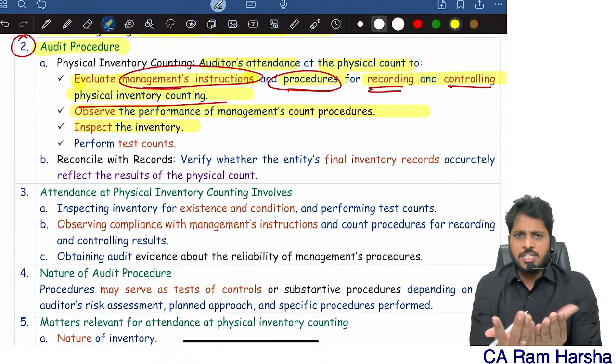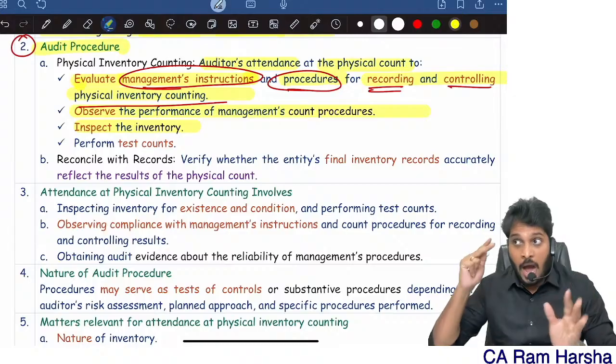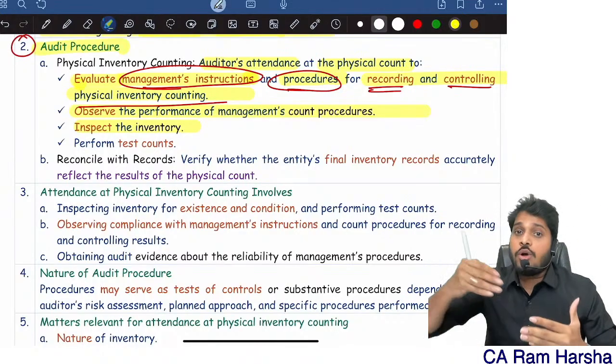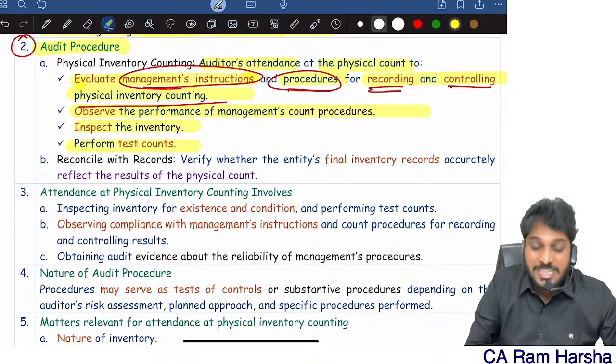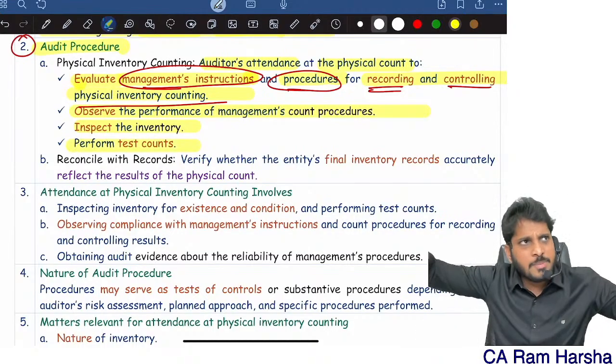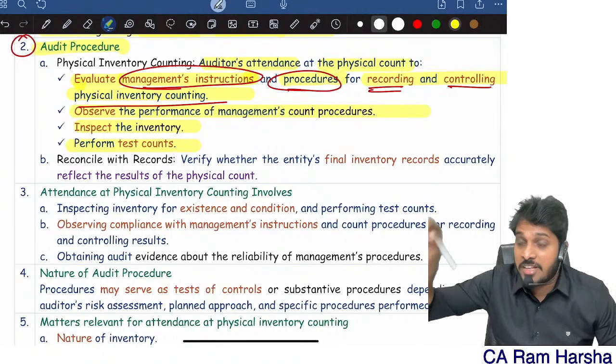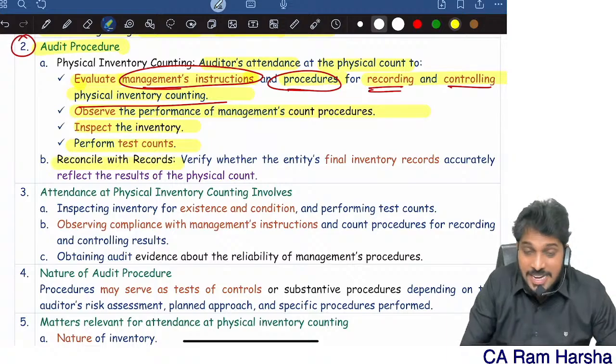So, okay, management instructions and all seem logical. Second, observe how they are counting. Are they counting as per management instruction? Check out. Third, you also inspect the inventory and perform test counts. Employees of the company will be counting and telling numbers. You also go to that rack and see whether that count is matching or not, and reconcile with records.